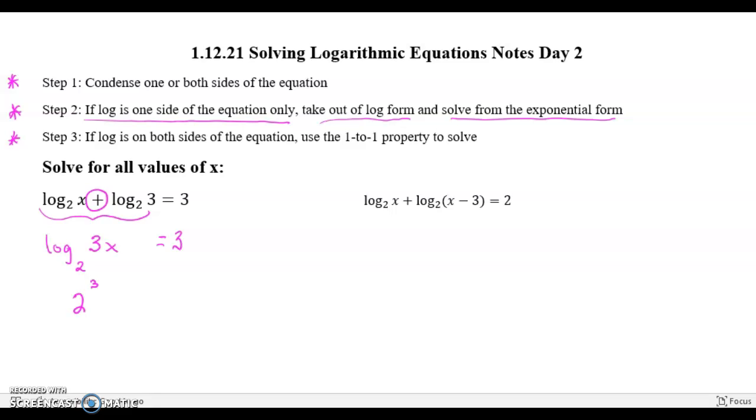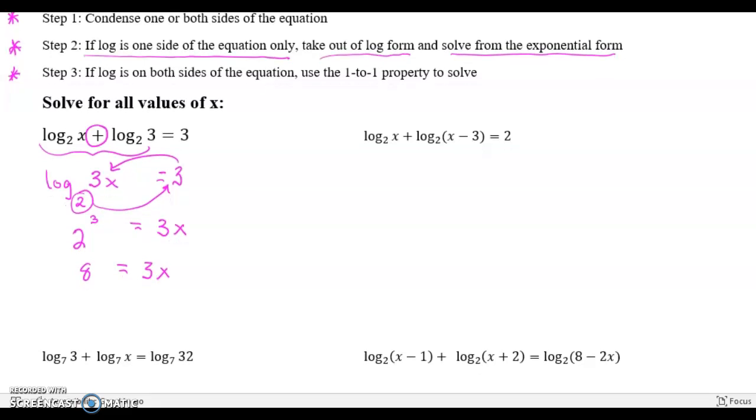So we have 2 to the third power is equal to 3x. Starting at the base, 2 to the third equals 3x. 8 equals 3x. Divide both sides by 3, and we get 8/3. When we plug 8/3 back in for x, remember that after the word log, the base and the number after the word log can always be positive, never negative. So 8/3 should be a good answer, and it is.